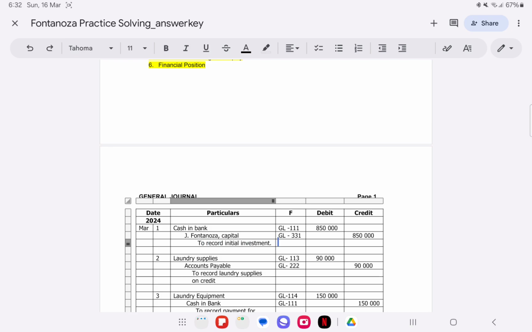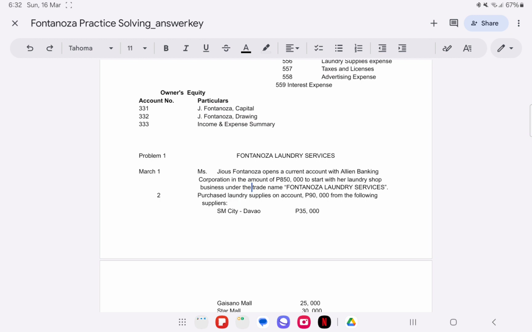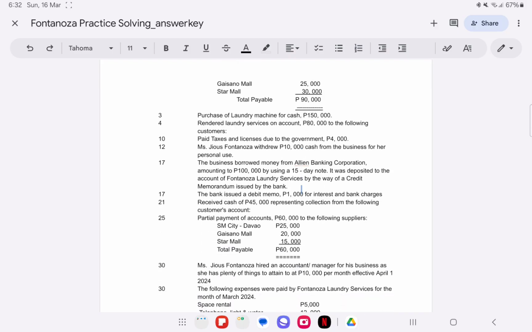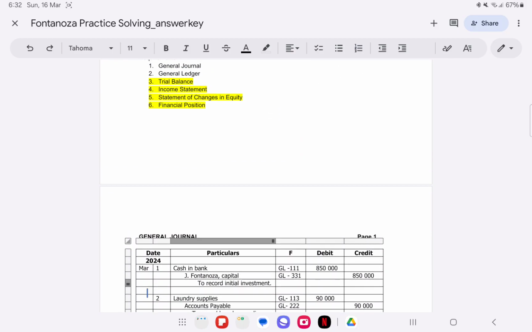So the explanation is to record the initial investment, since J Fontanoza is investing in her business. As you go back to transaction number 1, Jius Fontanoza would like to start her laundry shop business. Do not forget that once you are done with a transaction, we need to skip one row for us to proceed to the next transaction.